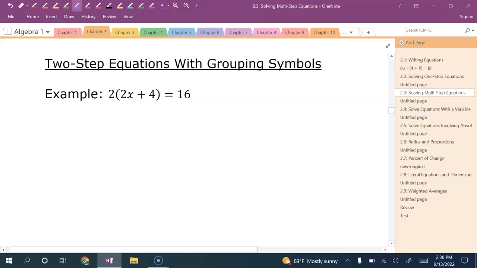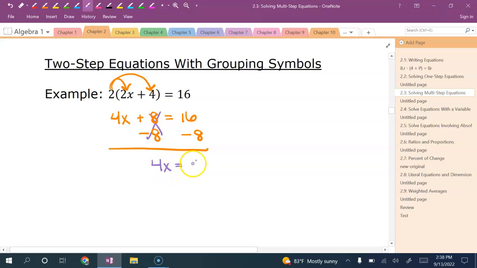Now remember, with the grouping symbols, there's more than one way that you can handle a problem like this. A lot of you are going to lean towards the distributive method just because you're so used to doing that, and that is fine. Just make sure that when you multiply, you do it to both terms here. So this becomes 4x plus 8 equals 16. Then we would subtract 8. And so I have 4x equals 8. Then I would divide by 4. So x is going to equal 2.